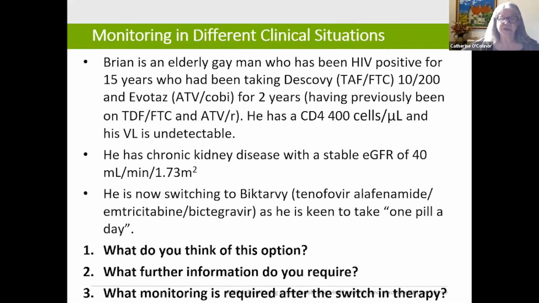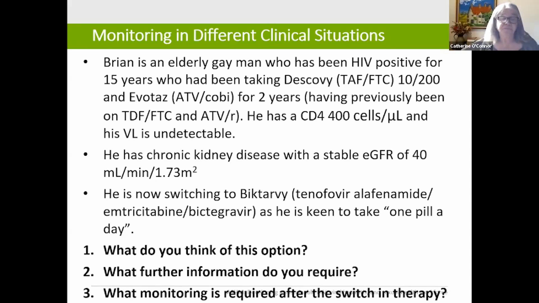So let's now think about another clinical scenario. Brian is an elderly gay man who's been HIV positive for 15 years and who's been taking Descovy, which is TAF and FTC, and atazanavir and Combistat for 2 years. Previously he had been on TDF, FTC, and atazanavir ritonavir. So he was swapped because of the renal issues. His CD4 is 400 cells per microliter and his viral load is undetectable. He's got chronic kidney disease with a stable eGFR of 40.